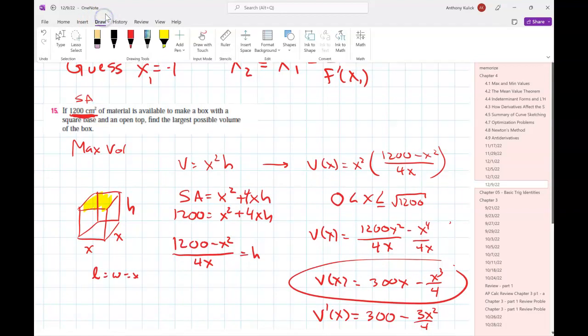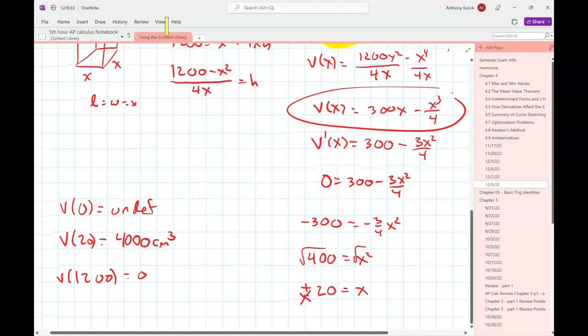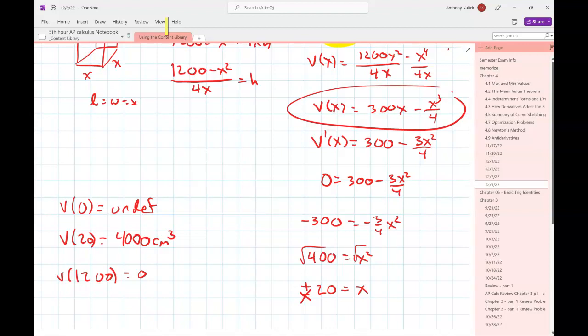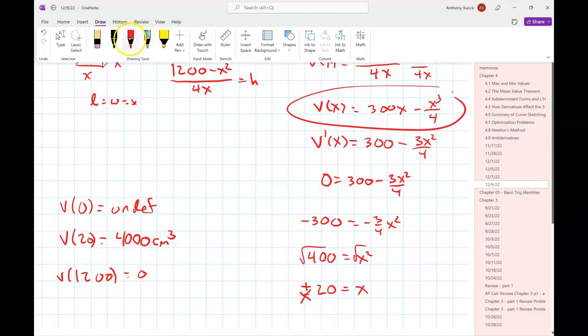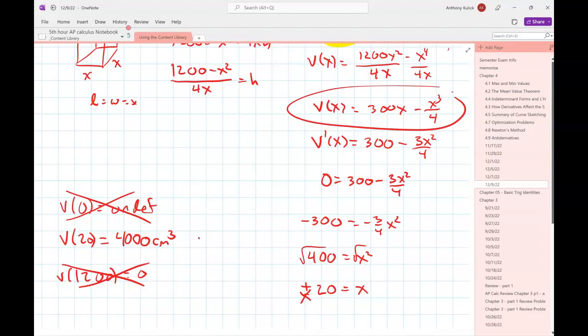So this piece here makes a difference. What did I do down here? I did this problem as if this was a closed interval. It's not. That's an open interval, so I can't use this reasoning. Now I can still use this. This is still going to be the answer, but I have to show why this is a maximum.